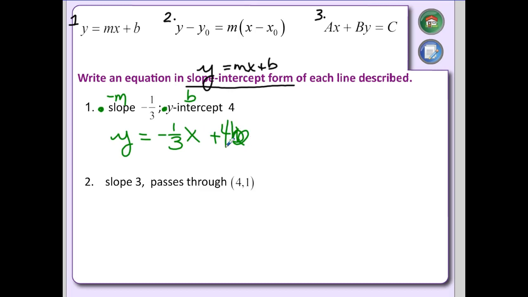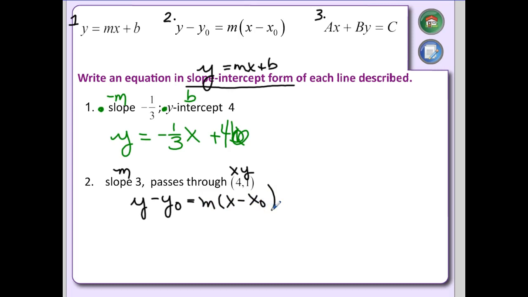Now, let's go down here to number 2. Let's see what information they gave me. Well, they told me the slope. Remember, if they tell me slope, then that means they told me m. And then they gave me a point. Remember, this is an ordered pair, an x and a y. So if they gave me the slope and a point, which one of those equations at the top are we going to use? Are we going to use door number 1, door number 2, or door number 3? Yes, if they gave me the slope and a point, we're going to go to point-slope, which is door number 2. So we've got y minus y prime equals m times x minus x prime.